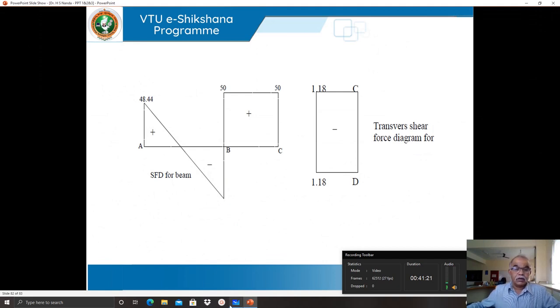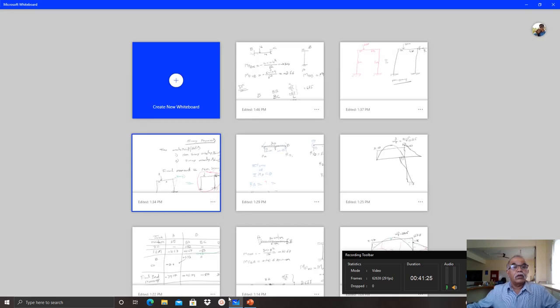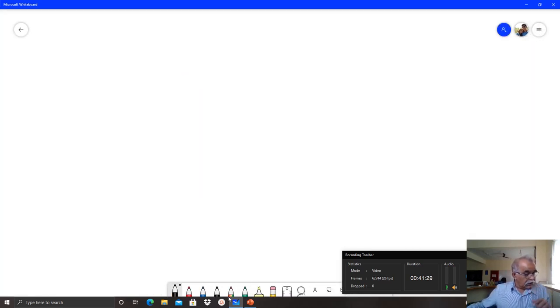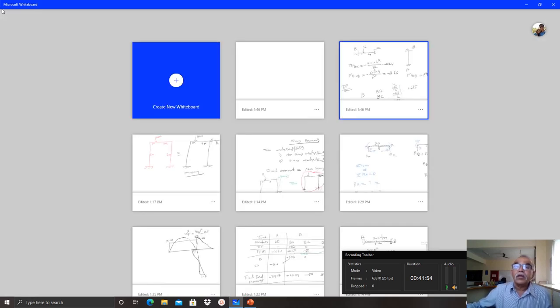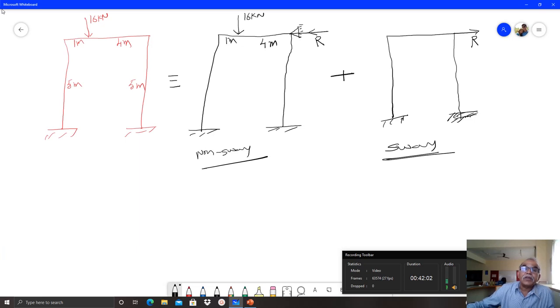Now we can go for moment distribution table. As usual, that is joint, member, FEM, etc. And you can draw free body diagram. And from that, we can calculate that reaction here. This reaction we can calculate by considering the free body diagram of this. That reaction is used here. This reaction we will find after analyzing the end moment.